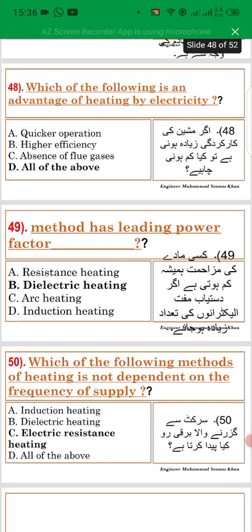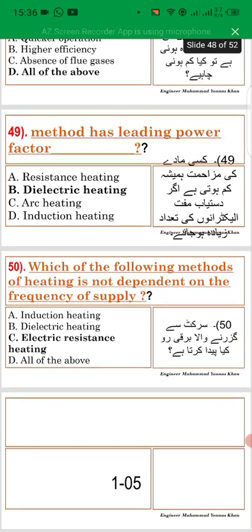Which of the following is an advantage of heating by electricity? Quick operation, higher efficiency, absence of flue gases. Which method has leading power factor? Dielectric heating. Which of the following methods of heating is not dependent on the frequency of supply? Electric resistance heating.